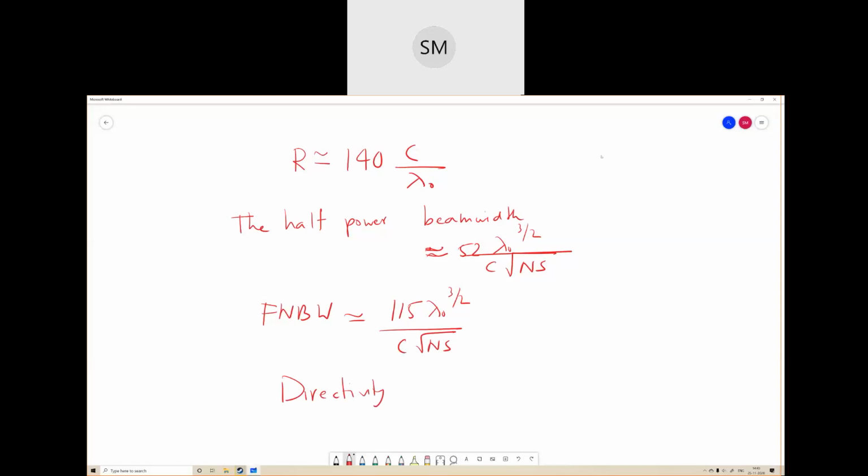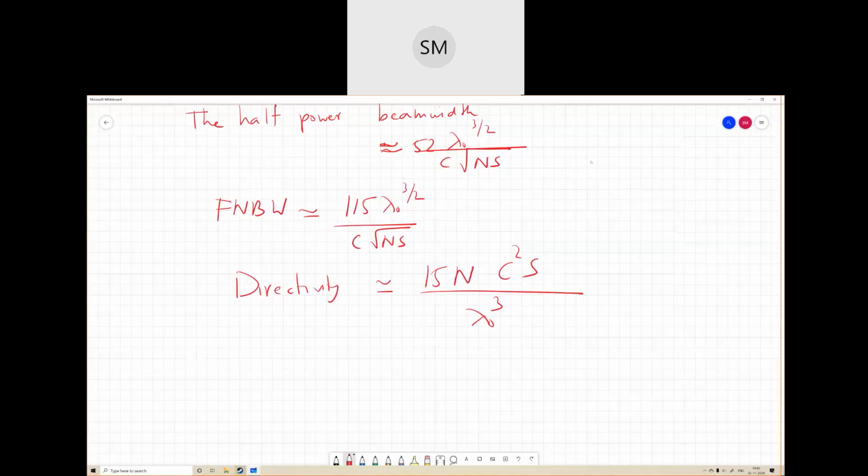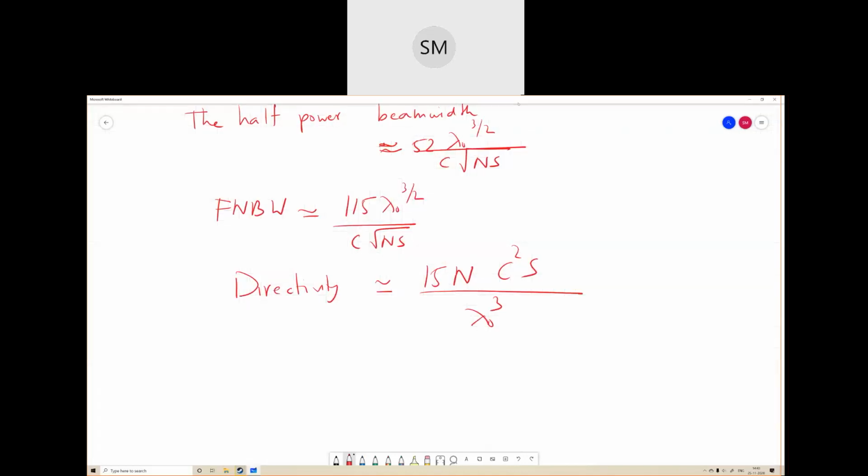Directivity is 15 n C^2 S / lambda naught^3. This is just formulas. You can remember one or two, like the directivity. No need to do the derivations, way above the scope of this lecture.